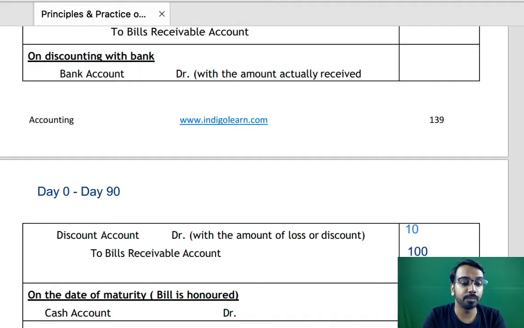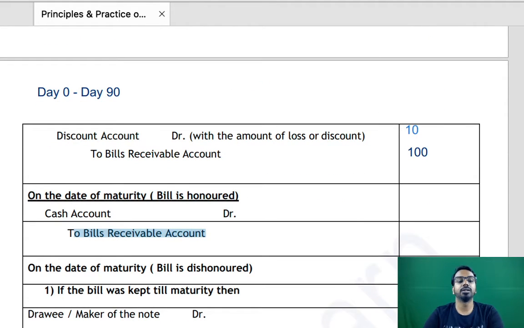Now moving on, say for example, the person who was supposed to pay us the amount on the due date does not pay the amount. He does not pay for whatever reasons, right? Now if you do not receive the amount on the due date, that bills receivable is no longer valid. You don't receive any amount against that. Basically, bills receivable has to be 0. Now what will you do to make it 0?